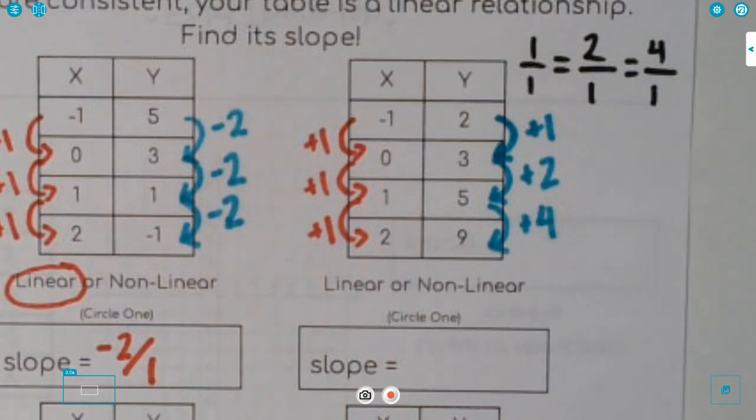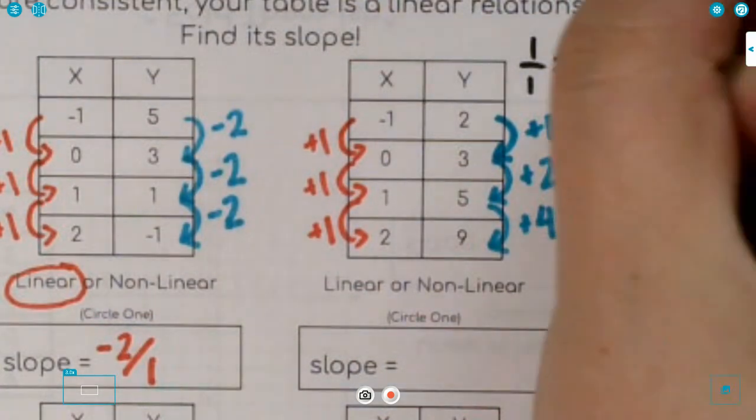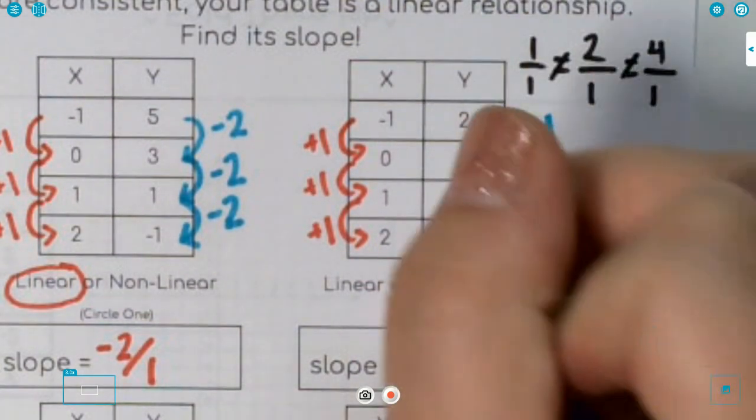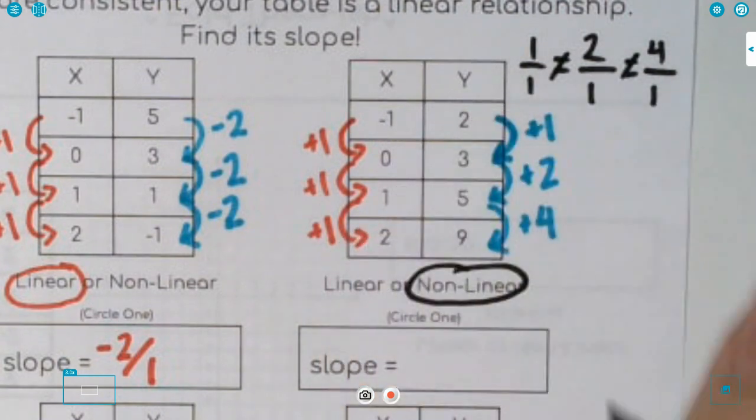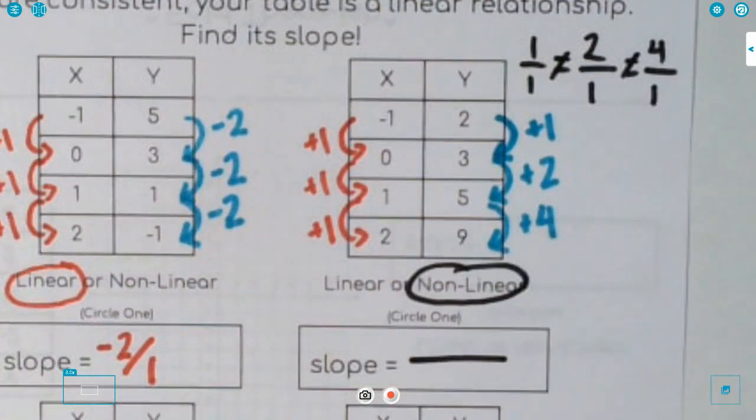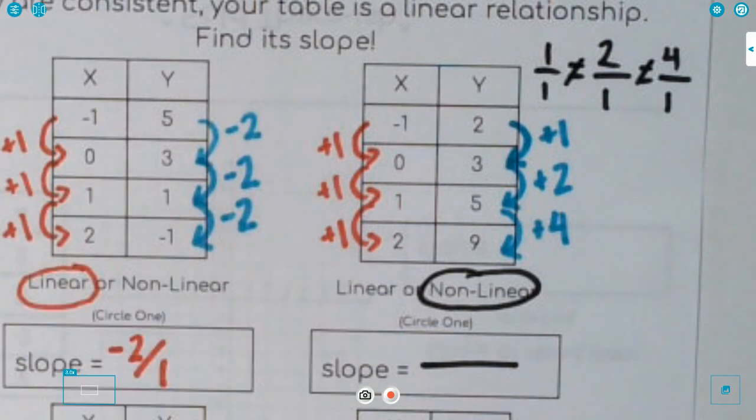No. And they're not the same values either. So there's going to be times where they look different but are the same values. These can't be reduced into the same values. So these do not equal each other. This one is non-linear. So you circle non-linear, and then you don't have a slope. You can just cross out that box.